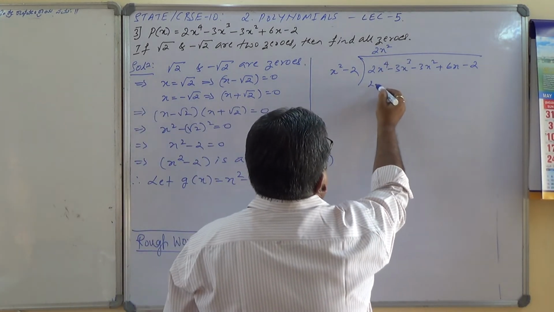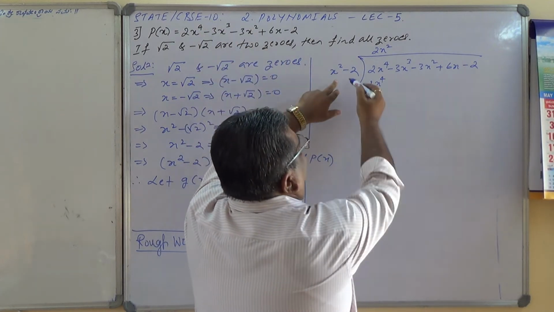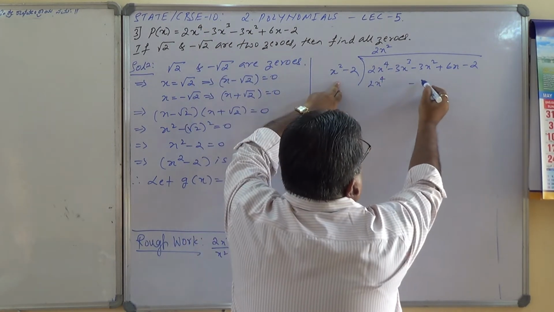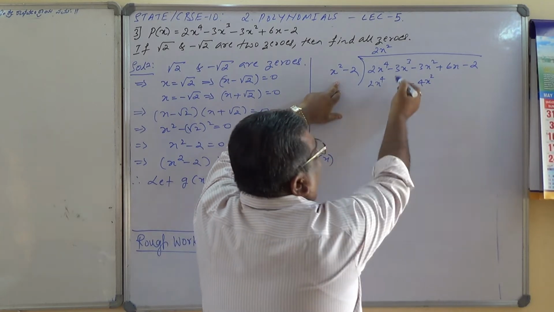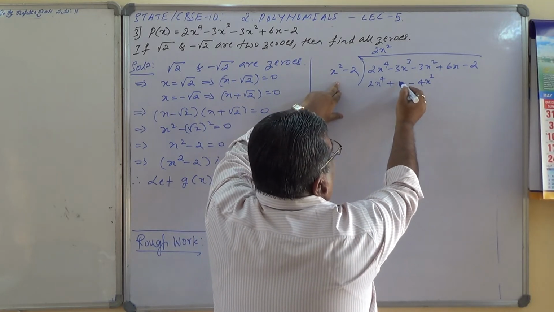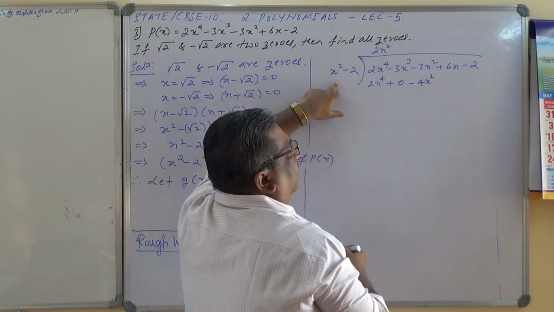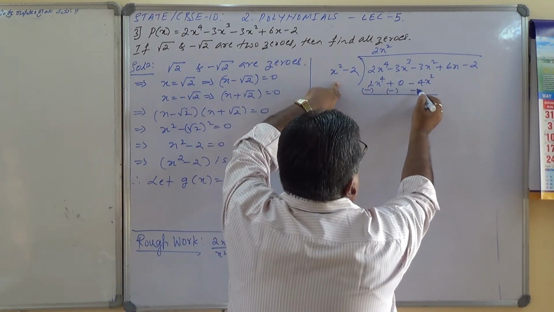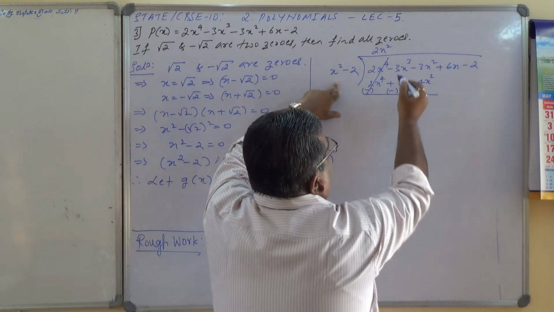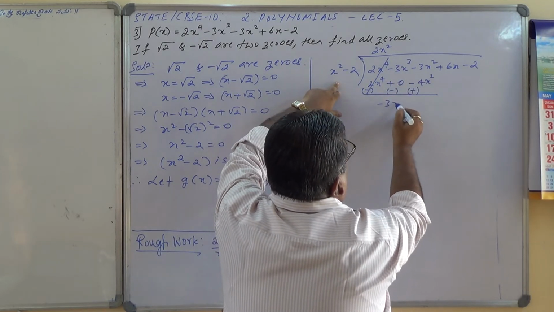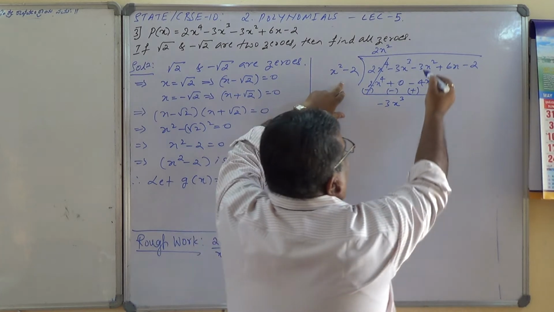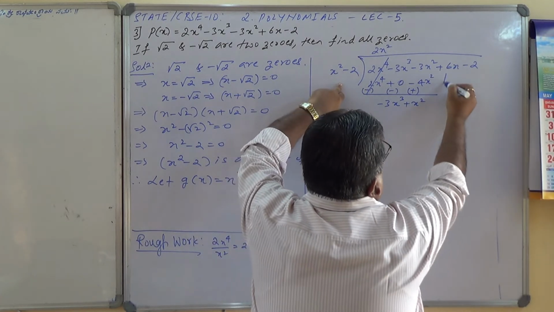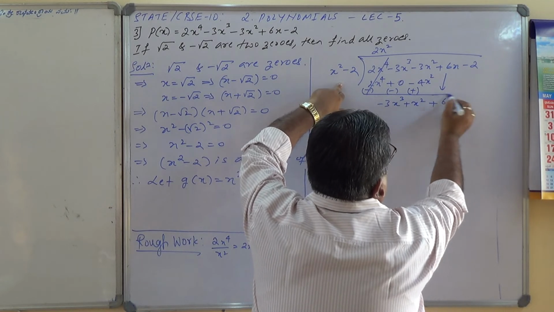So this will be 2x to the power 4 and minus 2 into 2, 4x square, minus 4x square. What about here? Plus, you can add 0x cube or simply keep 0. Now change the signs: minus, minus, plus. This will cancel, minus 3x cube as it is. And minus 3x square plus 4x square is plus x square, pull down plus 6x.